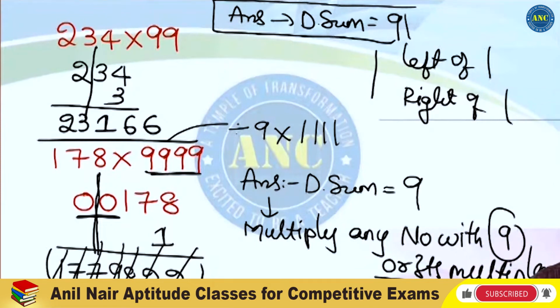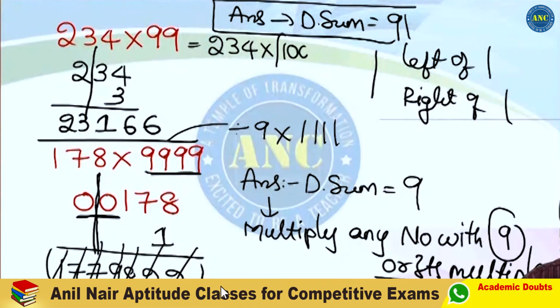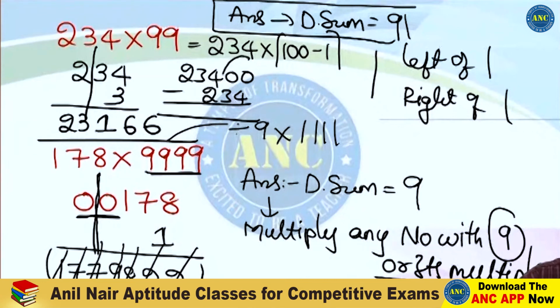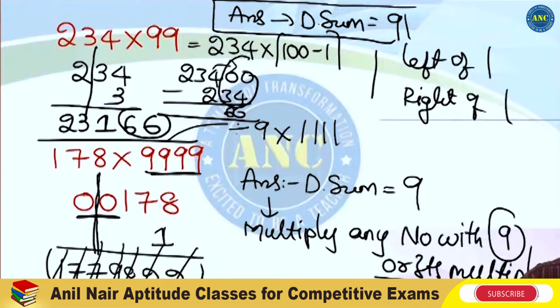I told you that I will discuss the proof. 99 is 100 minus 1. 234 times 99 is 234 times 100 minus 234. Am I right? Now see here, this is nothing but 100 minus 34, 66. It is getting carried. So this is nothing but 233 minus 2, or it is also nothing but 234 minus 3. From 4, 1 is gone. That can be given to 2. I hope it is clear.